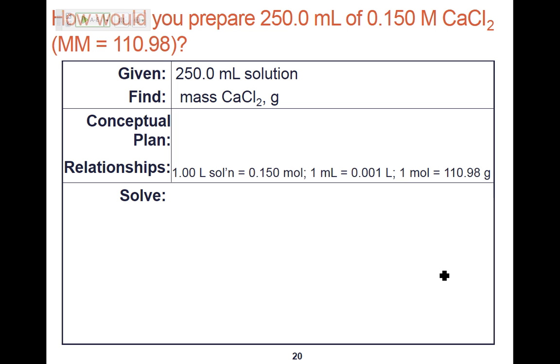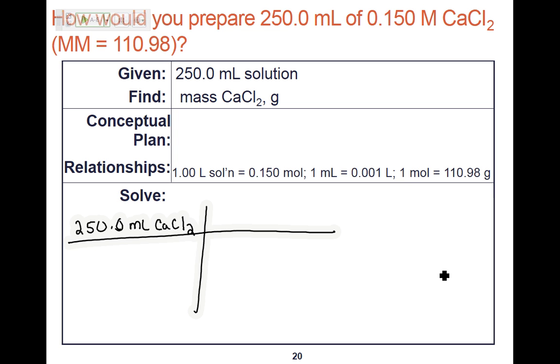And because our molarity is in moles per liter, I need my relationship between moles and my mass of calcium chloride. Again, that's from the periodic table. So the first thing, I want to know how much mass of calcium chloride I need. So I'm starting with my 250.0 milliliters. That's my volume. And I know I want a certain concentration of that solution, so I'm using that relationship.